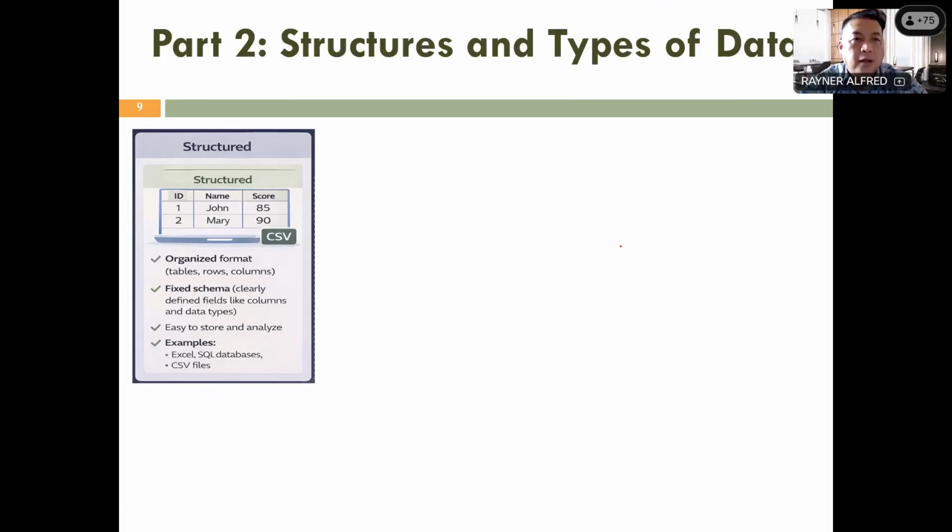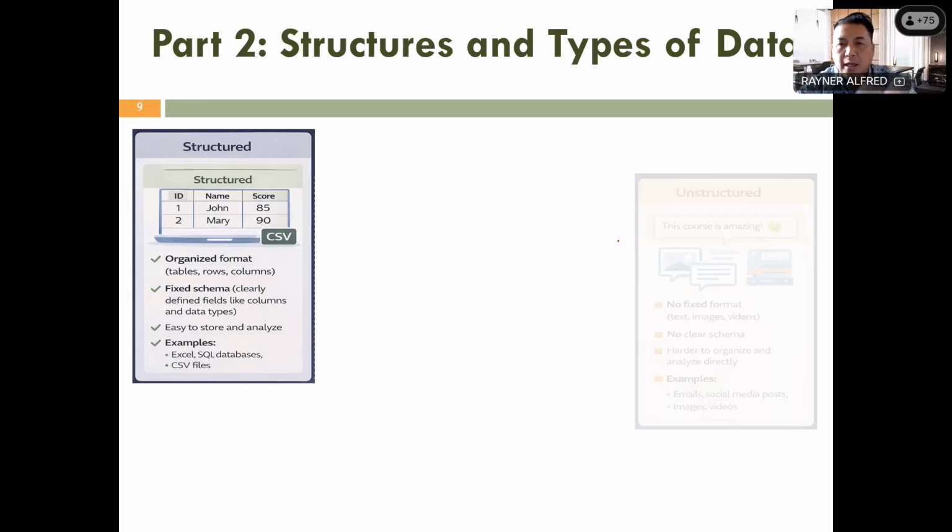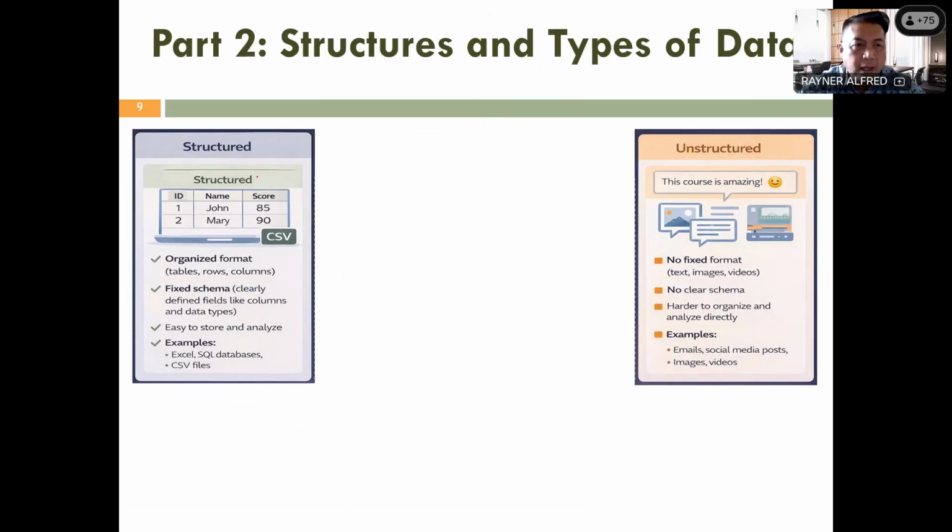Okay, now we go to part 2, looking into the structure and the type of data that we have. For the structure, we have only two, which are structured and unstructured. Structured refers to all the data that is organized in a table format, rows and columns. They have a fixed schema, are easy to store, and normally are stored in a database, Excel, or CSV file.